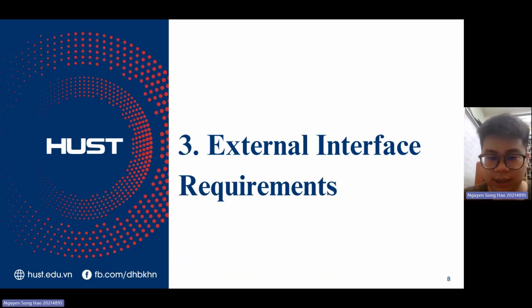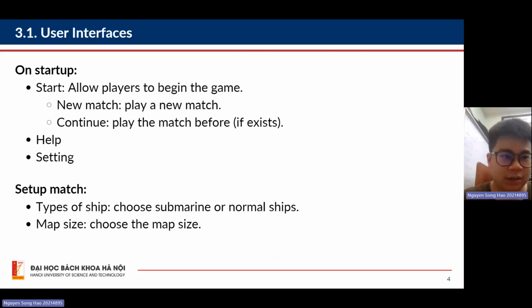Next, part three is about external interface requirements. Firstly, the UI. The UI contains five main components. First is the startup screen. On the startup screen, we have three buttons: start, hub, and settings.